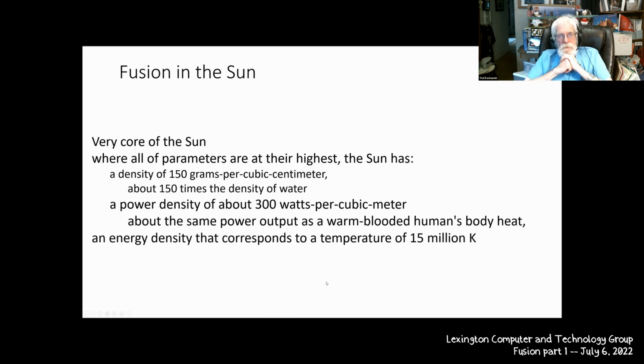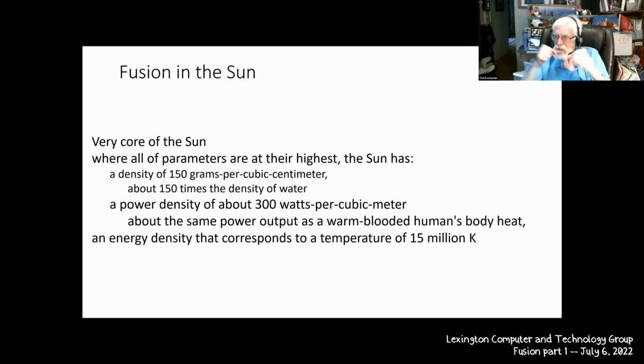Here's the core of the sun. Density is about 150 grams per cubic centimeter. It's about 150 times the density of water, or 10 times the density of lead or mercury or something like that. Pretty dense. The power density, however, of the fusion process, this doesn't happen very often, right?